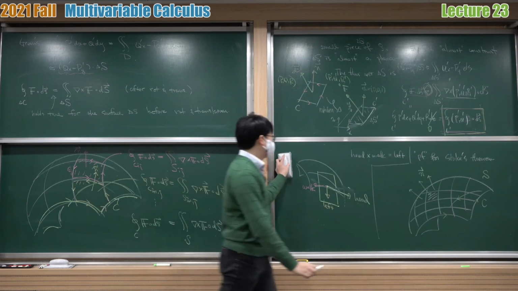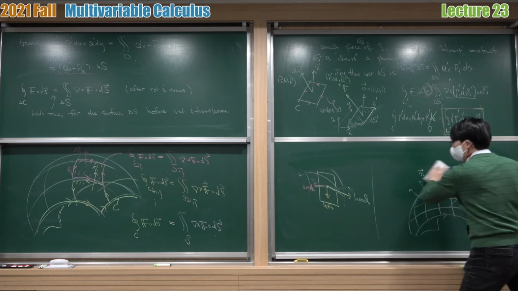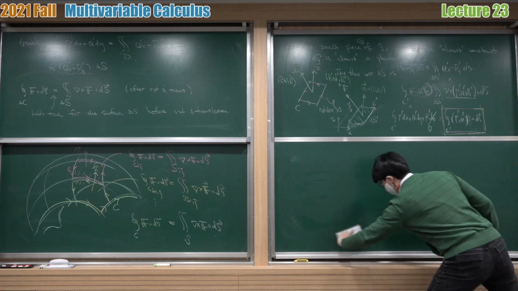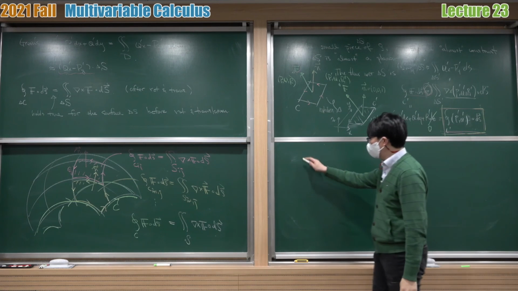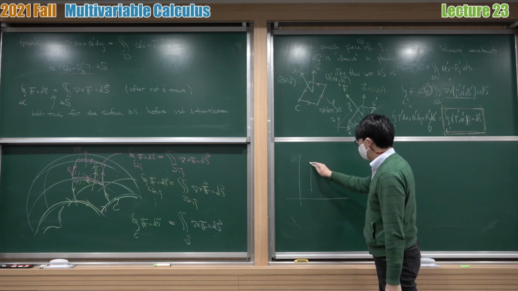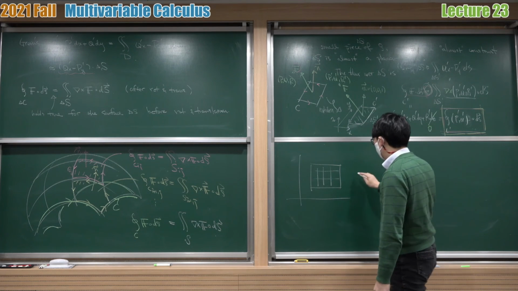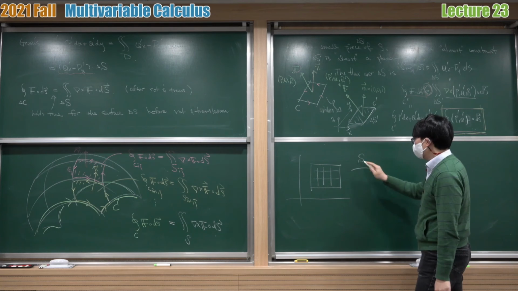And also another answer is that whenever we try to subdivide our surface, I was trying to think about this picture. So you have a parameterization of a surface.